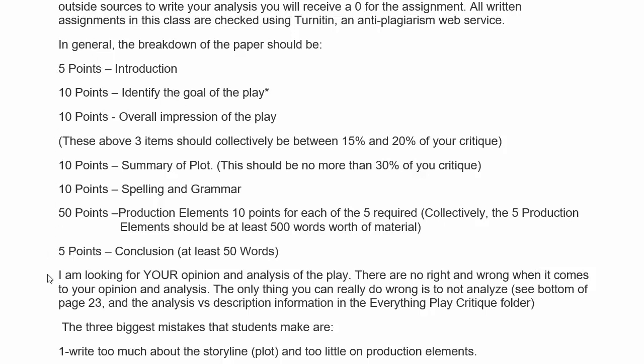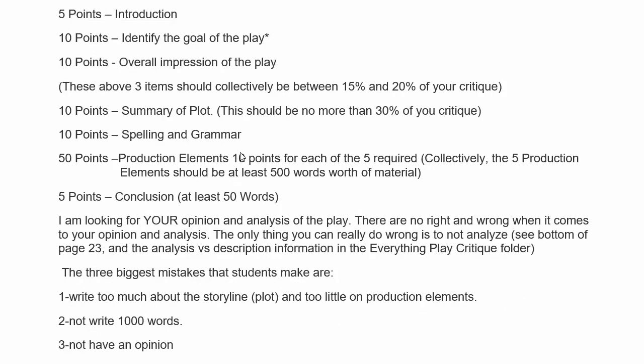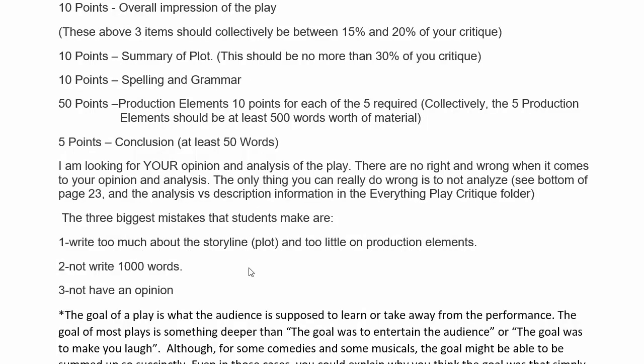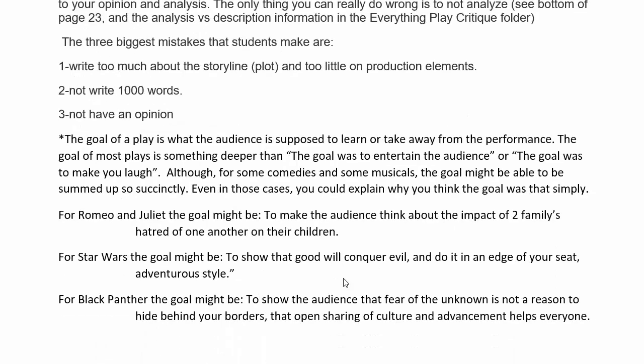I won't read this to you, but this is the general breakdown of how the critique should be ordered. 30% of your critique should be this. The above should be 15 to 20%. The production element should be 500 words, which is 50%. Right? The biggest mistakes people make is writing too much about the storyline, the plot, and too little about production elements. Not writing 1,000 words, which gets a 0, or not having an opinion.